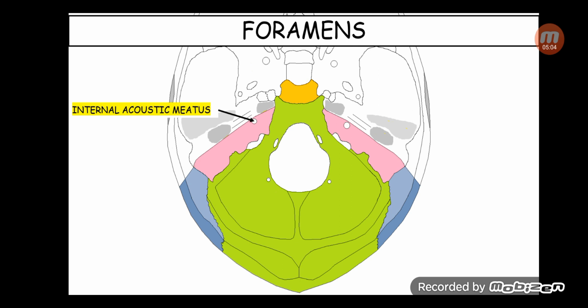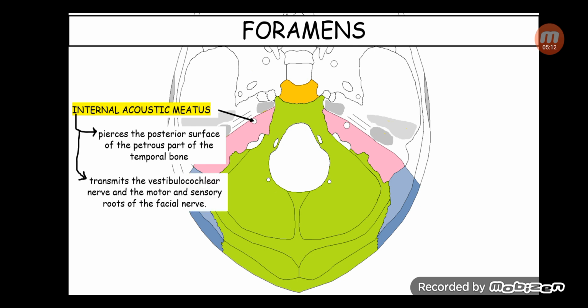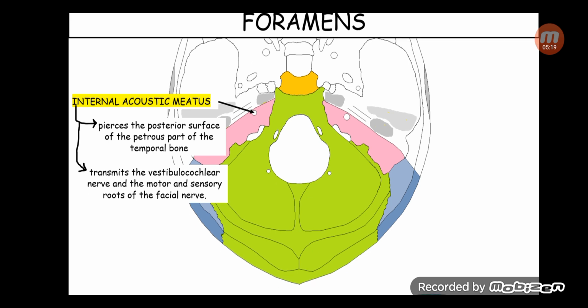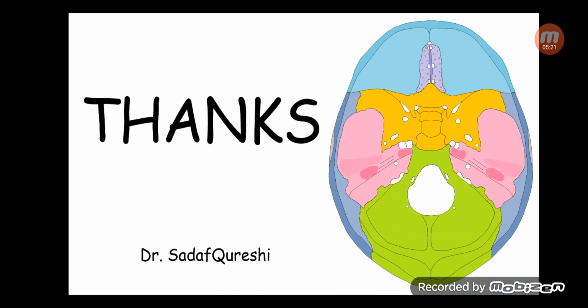The fifth opening in the posterior cranial fossa is the internal acoustic meatus. That basically pierces the posterior surface of the petrous part of the temporal bone, and it transmits the vestibulocochlear nerve and the motor and sensory roots of the facial nerve. So this was all about openings in the cranial cavity. We talked about openings in the anterior cranial cavity, then the middle cranial cavity and the posterior cranial cavity.